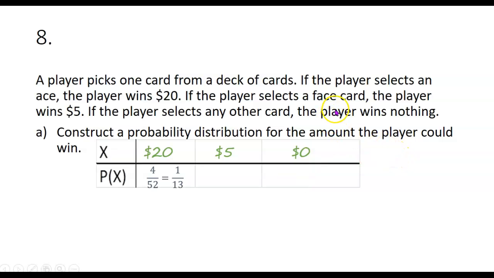The probability of selecting a face card, that would be either a jack, queen, or king of spades, hearts, diamonds, or clubs, would be 12 out of 52, or in lowest terms, 3 out of 13. And then the probability of anything else would be 9/13. And just to check, each probability is between 0 and 1, and when we add them together, 1/13 plus 3/13, that's 4/13, plus 9/13 adds up to 13/13.